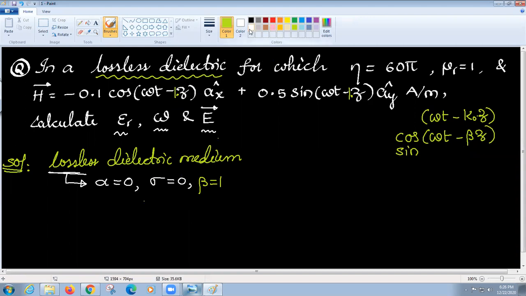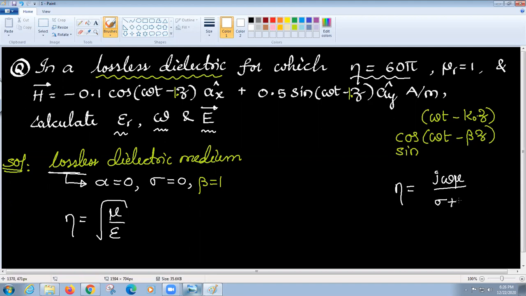So having said this, now for intrinsic impedance eta, this is given to you already. But I know for lossless medium, eta is equal to square root of mu over epsilon. Generally, in the general case, what is eta? You know eta is equal to square root of j omega mu over sigma plus j omega epsilon. In the lossless case, sigma goes to 0, so these two are ruled out and you're left with square root of mu over epsilon.